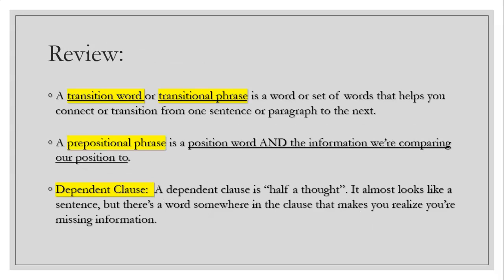So, again, as a review, a transition word or transitional phrase is a word or set of words that helps you connect or transition from one sentence or paragraph to the next. A prepositional phrase is a position word and the information that we're comparing our position to. A dependent clause is half a thought. It almost looks like a sentence, but there's a word somewhere in the clause that makes you realize you're missing information.